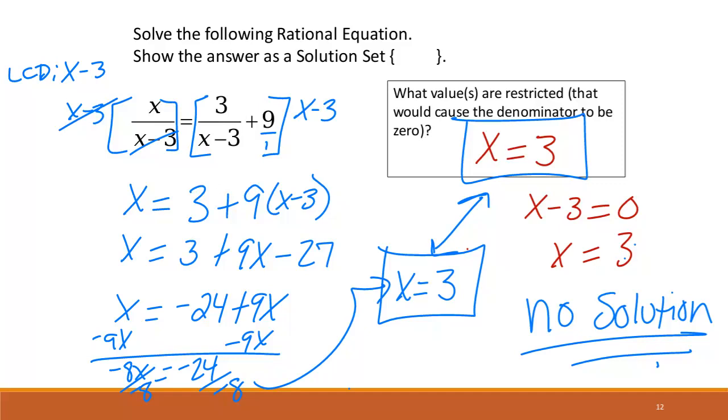In set notation, you can either just have empty curly braces to demonstrate no solution, or you can have 0 with a line through it to demonstrate no solution.